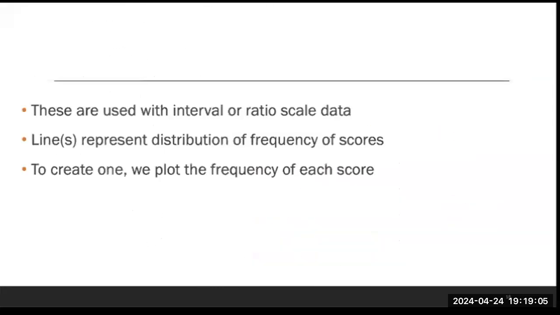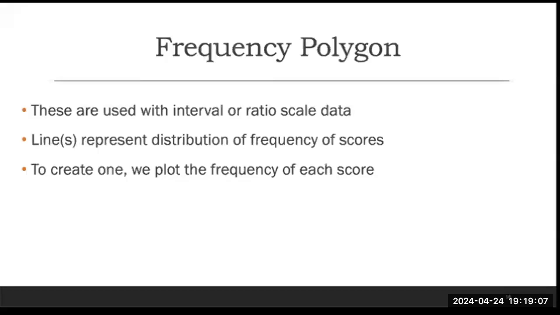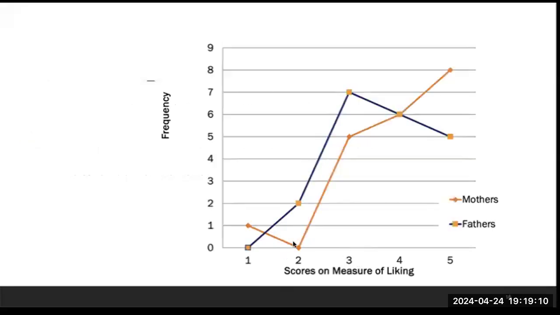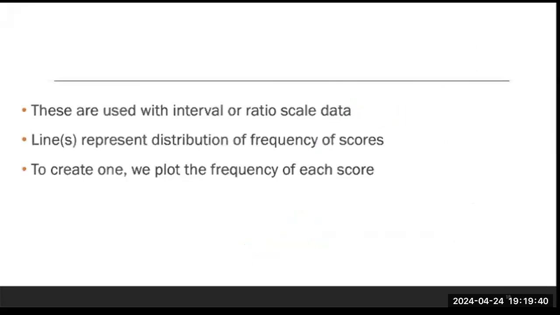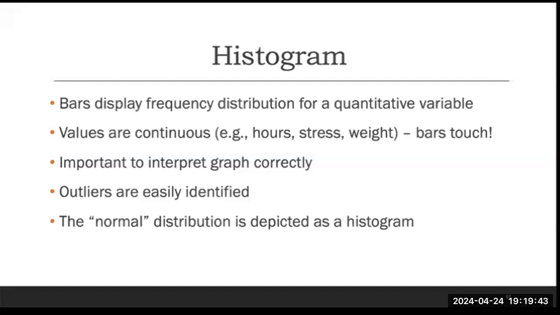A frequency polygon, whoa, that didn't look right. That looks weird, okay. This is what a frequency polygon looks like. In this study, we looked at how much children like their parents, mothers or fathers. Fathers were the dark blue line and mothers were the orange line. And 1, 2, 3, 4, or 5 is how many children reported that they like their moms more than their dads. So you get a sense of how it's flowing. It's a kind of funny study.